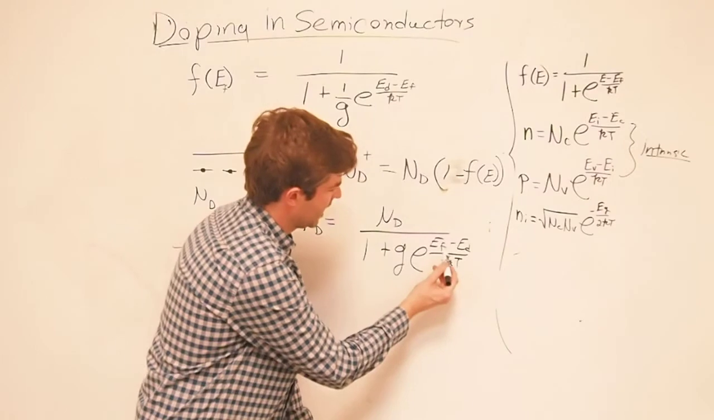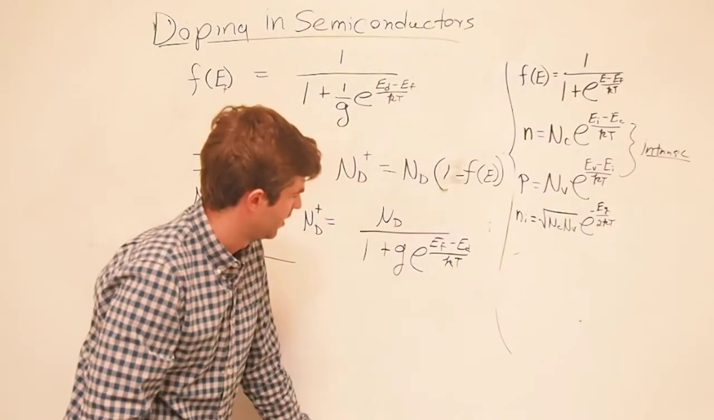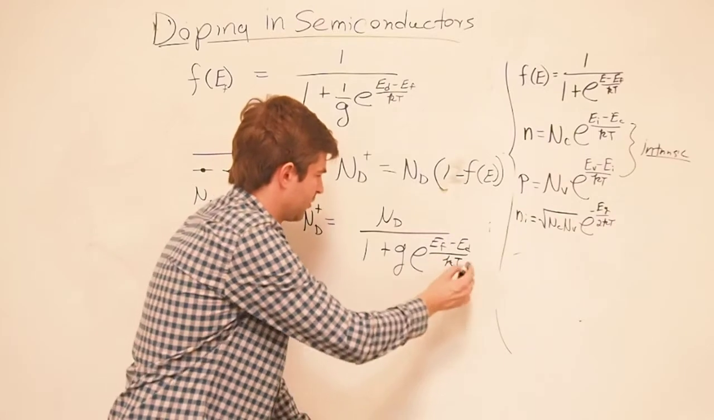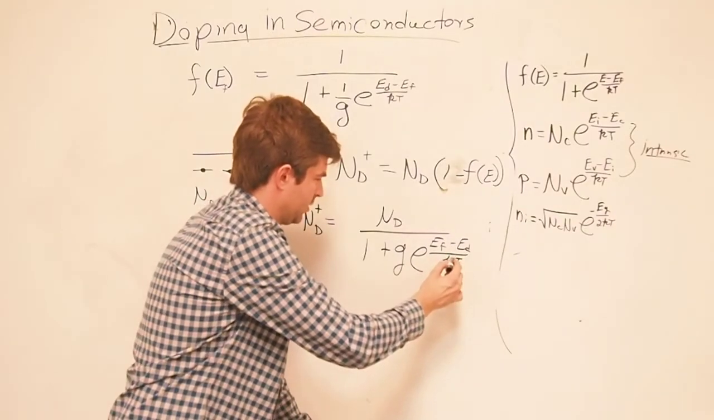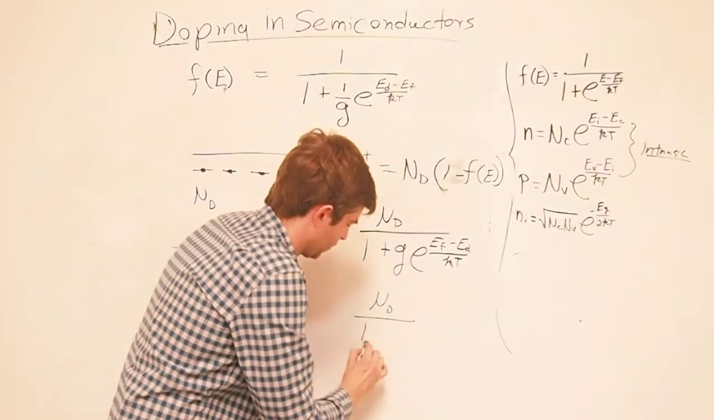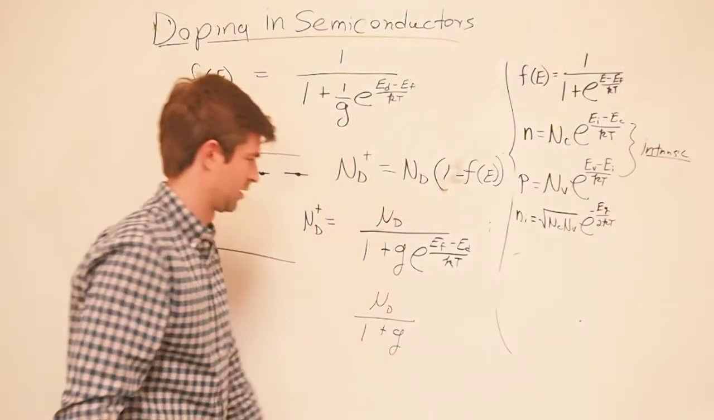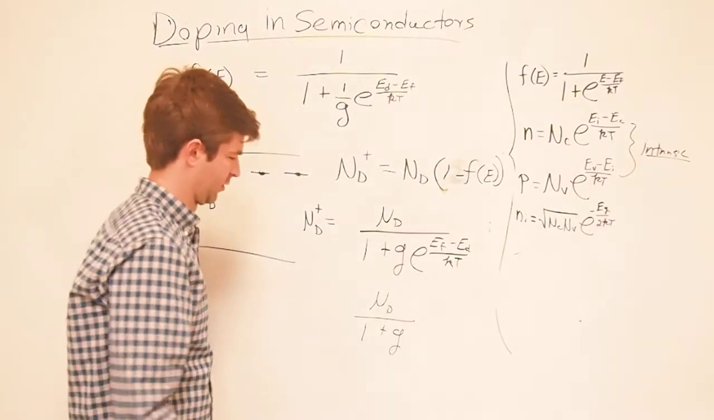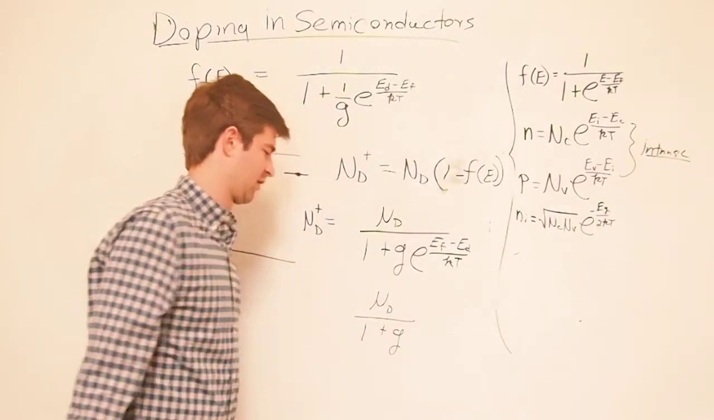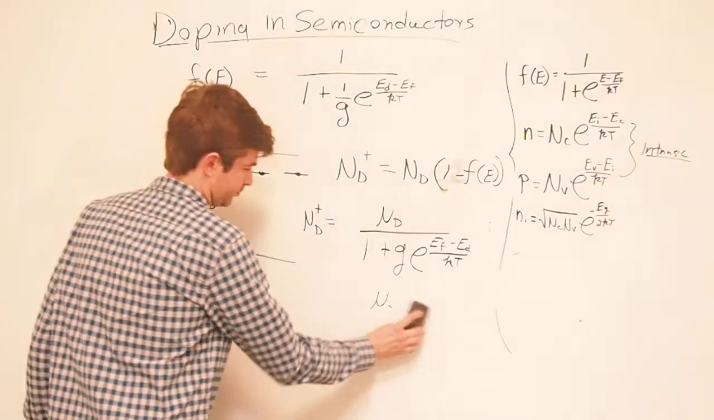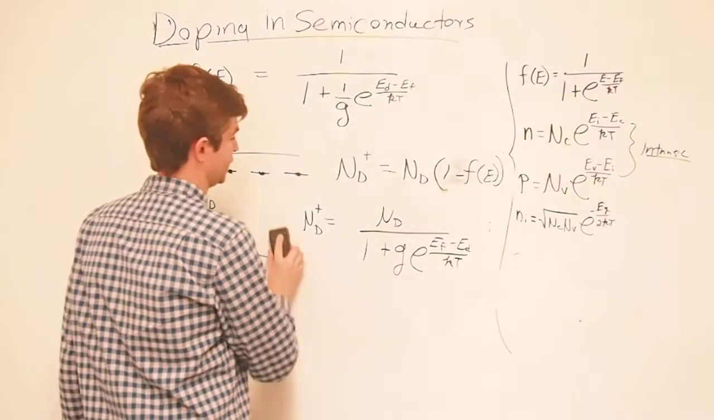So think about it. If EF and ED are very close to each other, then this whole exponential term becomes 0, right? Which means we just have ND over 1 plus G, just like that. So we want these to be very close, and then this gives us a very large amount of ionization, right?